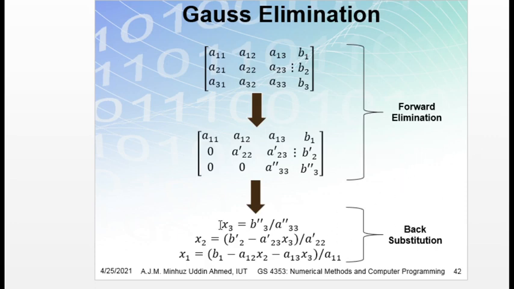However, for the back substitution, once you get the upper triangular matrix, you can obtain all the values accordingly, starting from the very last equation to the first equation, and proceed as shown there.